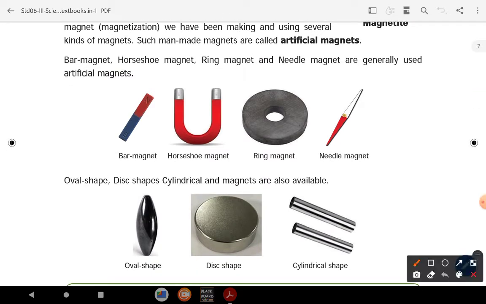Bar magnet, it's in the form of a bar. So therefore it is called a bar magnet. Can you see? This is a bar magnet. Then you have the horseshoe magnet. It's in the form of the horseshoe.